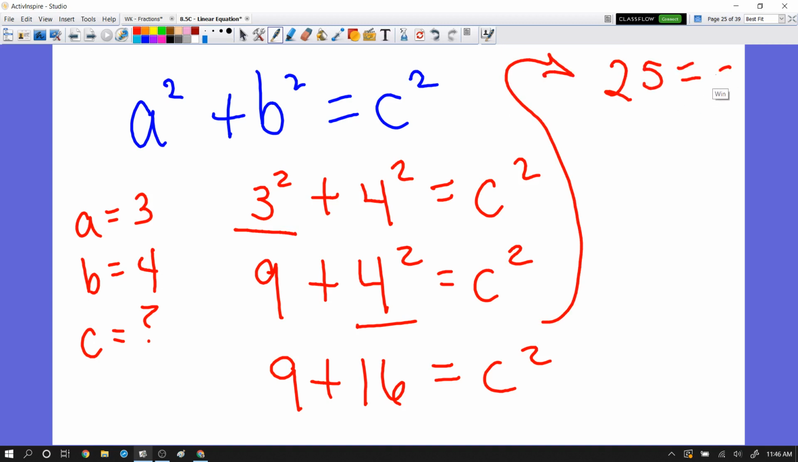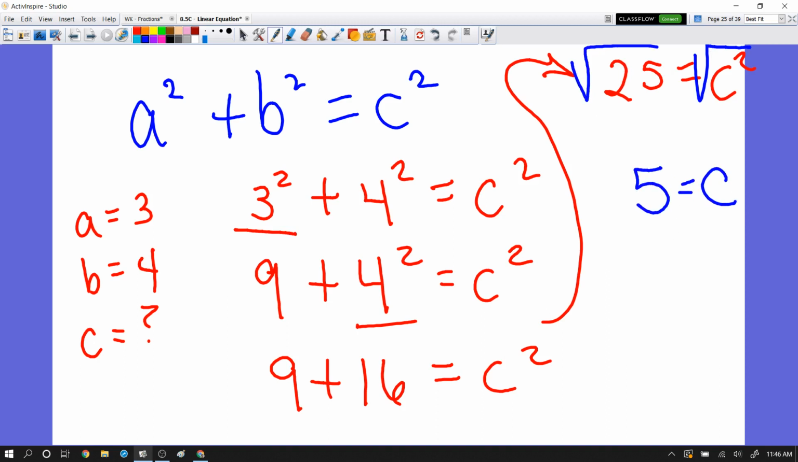equals C squared. And this is where the inverse operations come in, just like addition, inverse operation is subtraction, just like multiplication, inverse operation is division, and vice versa. Whenever you have a square, the inverse operation of a square is a square root. So taking the square root of C squared will give you C, because C times C is C squared. So that means what you do to one side of the equation, you have to do to the other. The square root of 25 is 5.